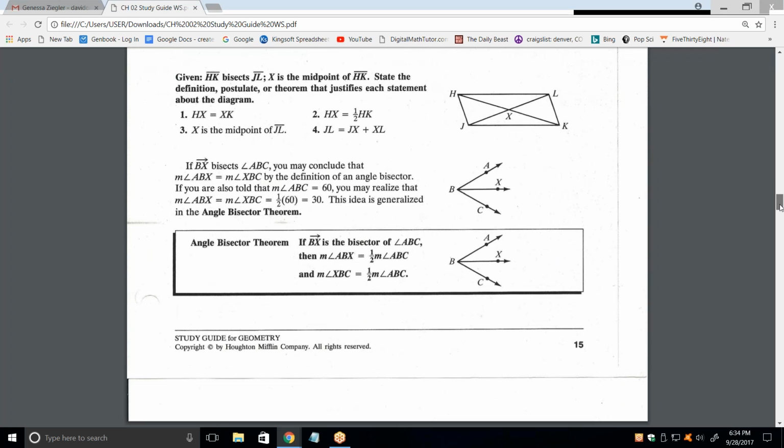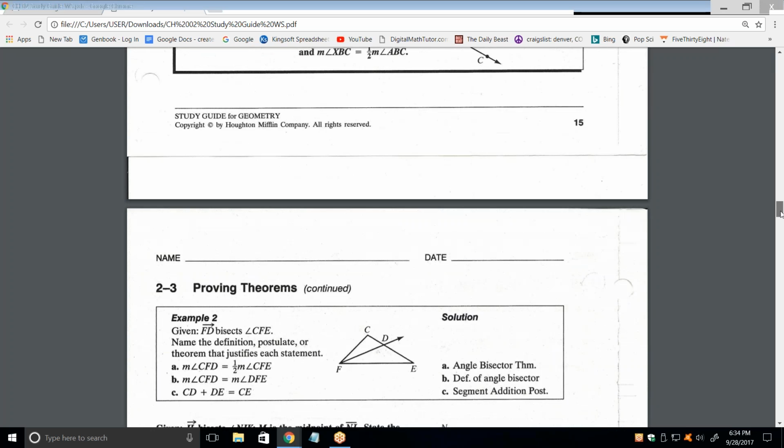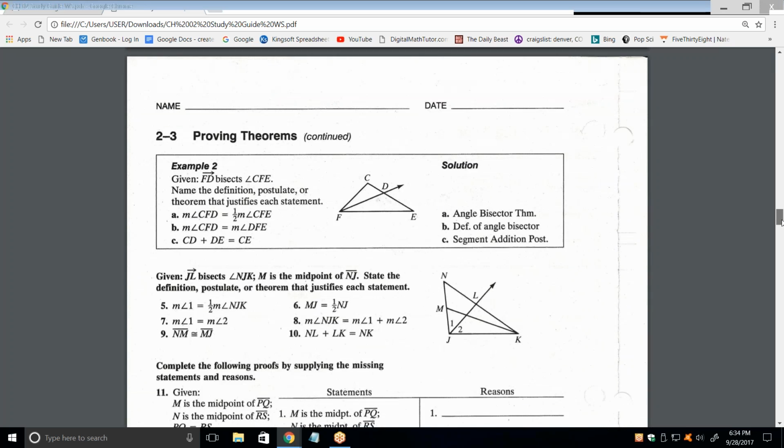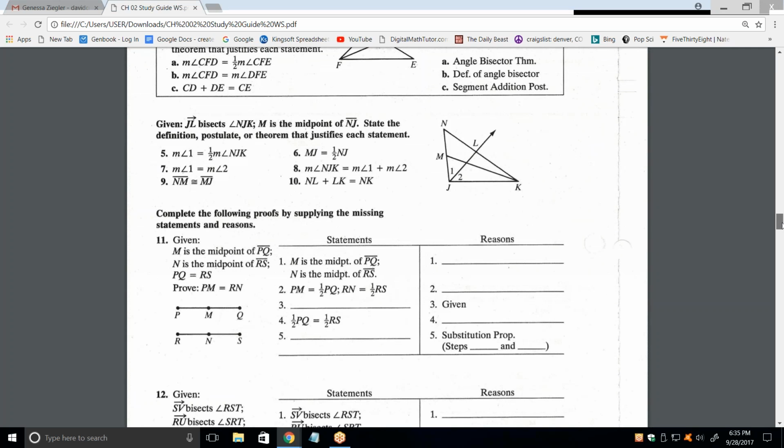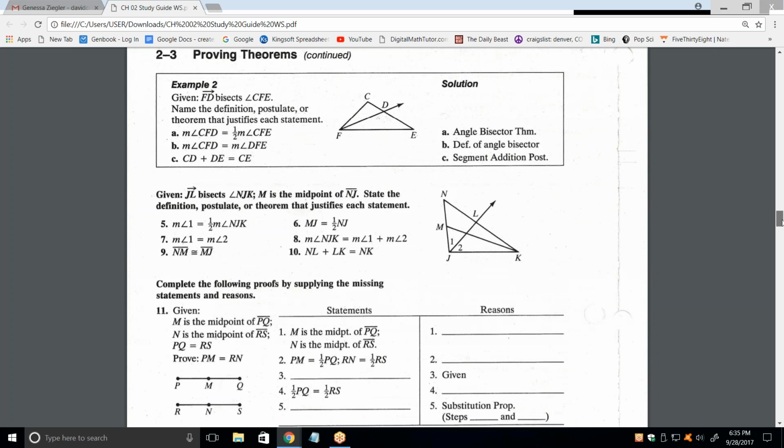They give us an example. And finally, some questions. Number 5. All of 5 through 10 have to do with this figure on the right. So the measurements, let's see. M is the midpoint of NJ.